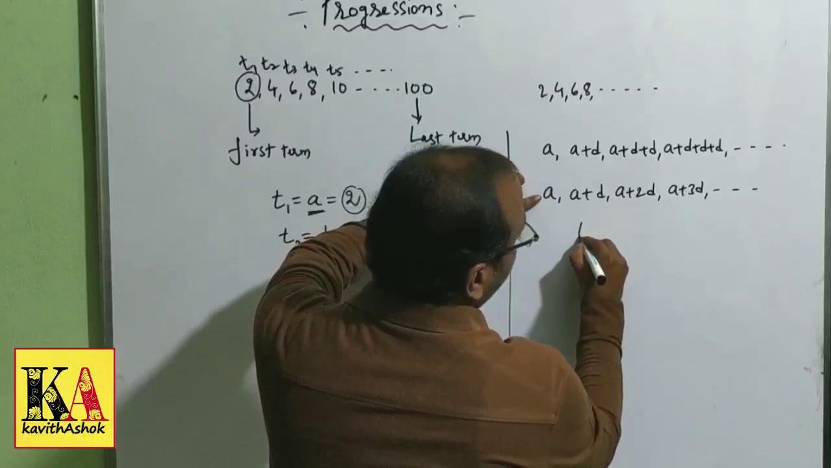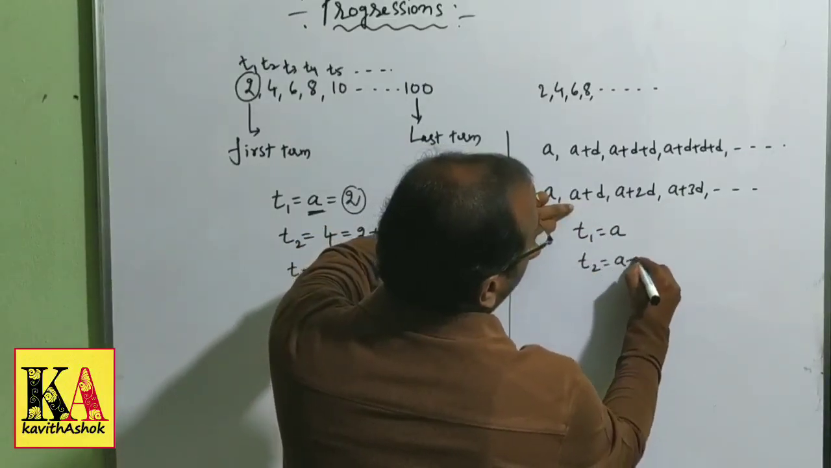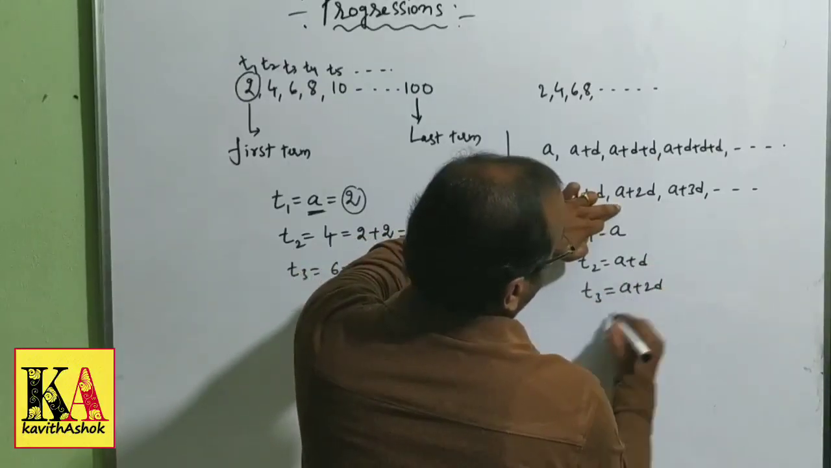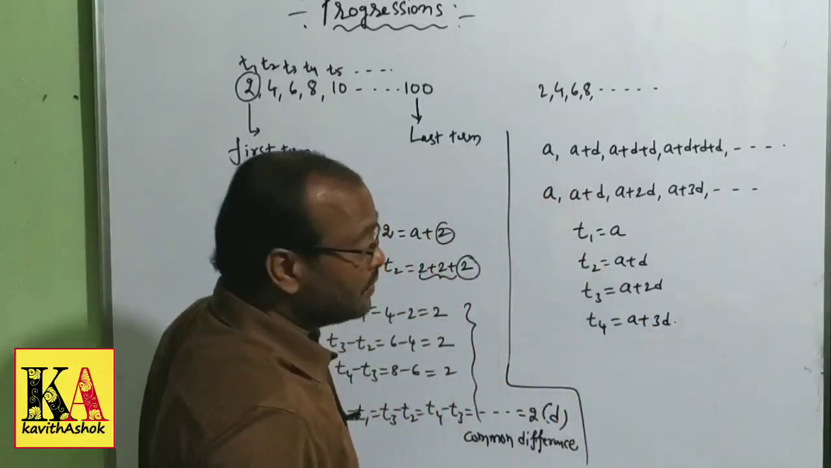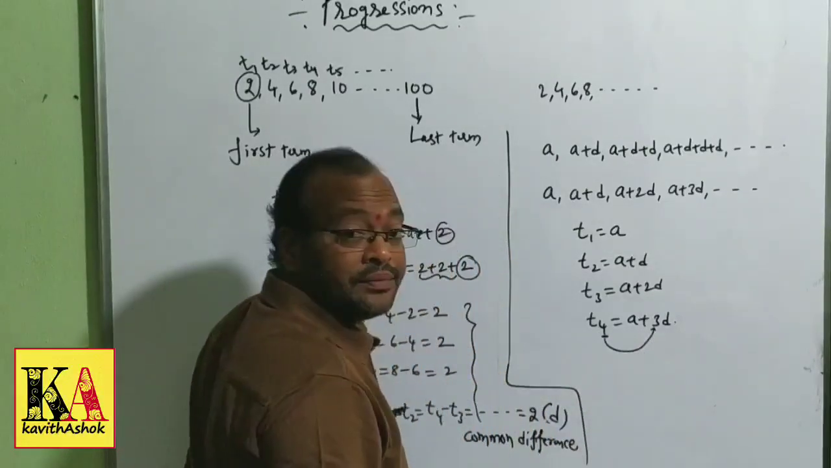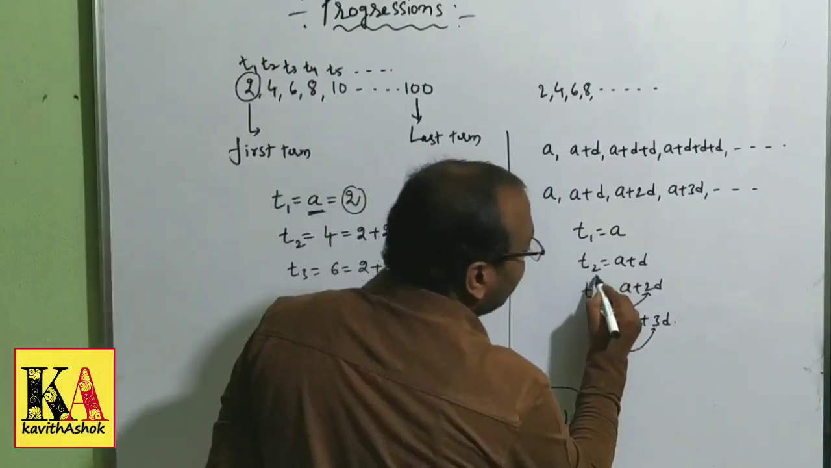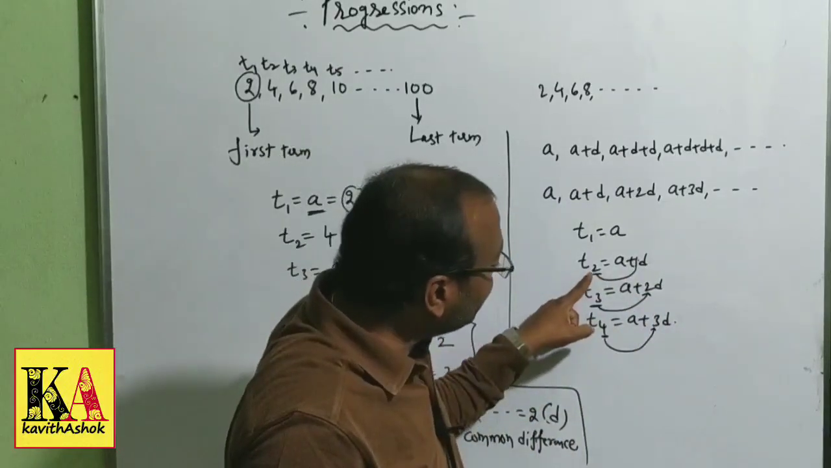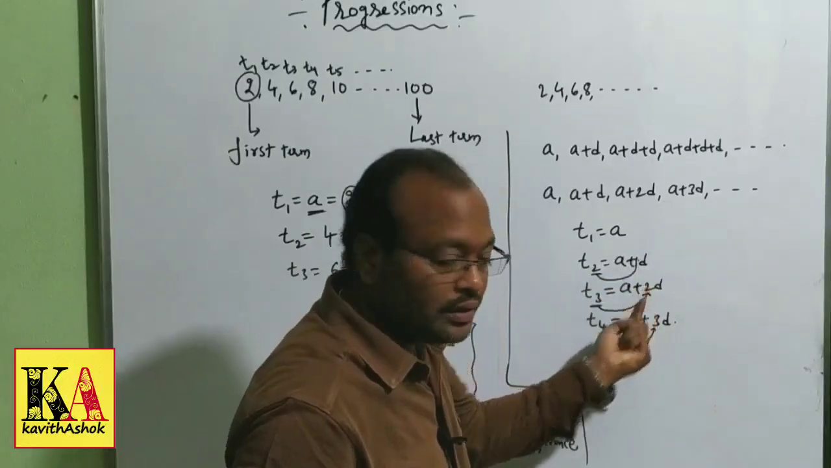First term T1 is A. Second term T2 is equal to A plus D. Third term T3 is equal to A plus 2D. Fourth term T4 is equal to A plus 3D. Observe, in T4 it becomes A plus 3D, in T3 it becomes A plus 2D, and in T2 it is just 1D. Whenever a term is there, the coefficient of D is decreased by 1.